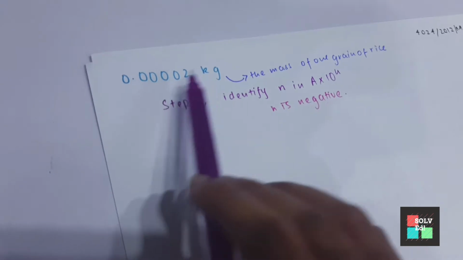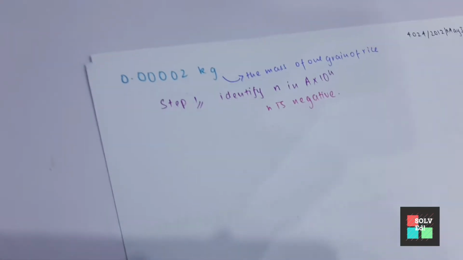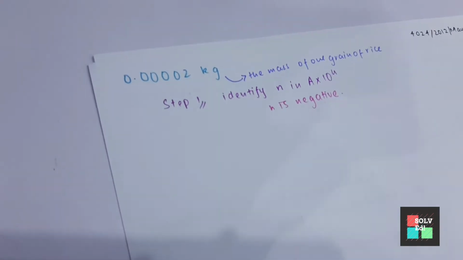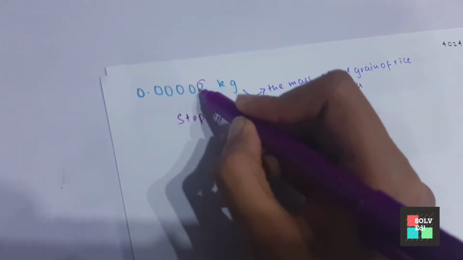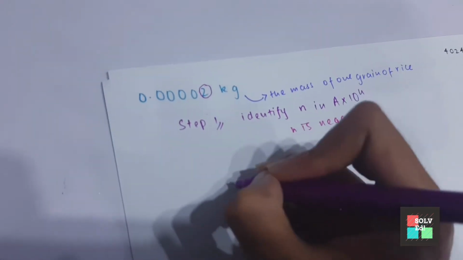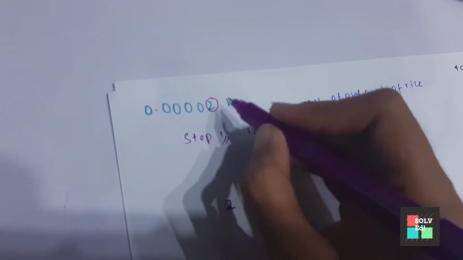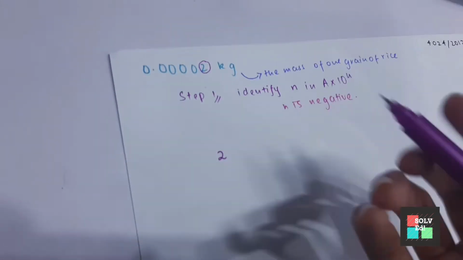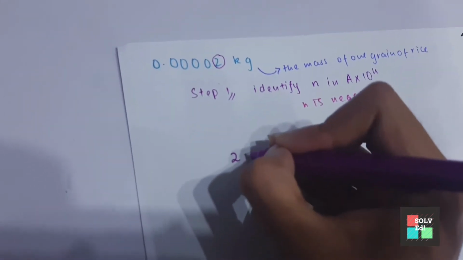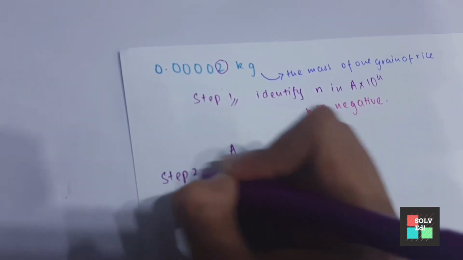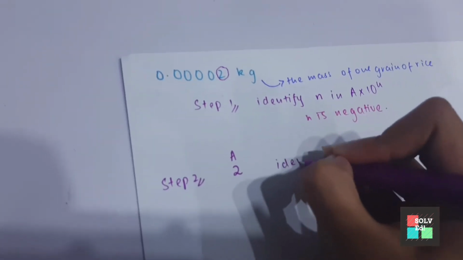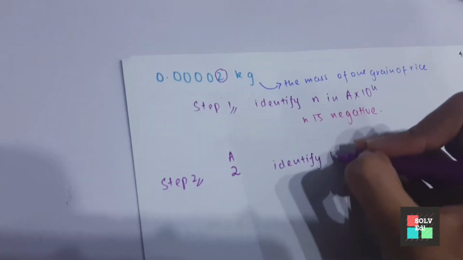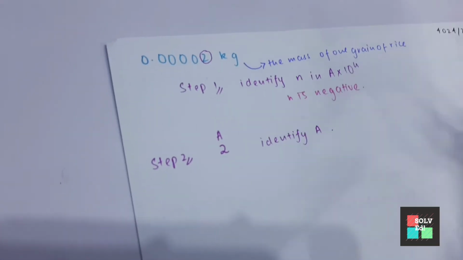Step 2 is to see the significant digits in this one, or the non-zero digits. So here it's 2, right? So I'm just going to write 2 right here. There's nothing else. For example, if it would be 2, 4, then I would write 2, 4, but it's only 2, so I'm just going to write 2. And that is going to be my A. So step 2 is identify A in A into 10 to the power of n.